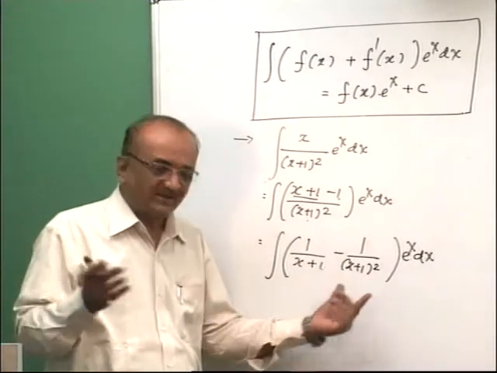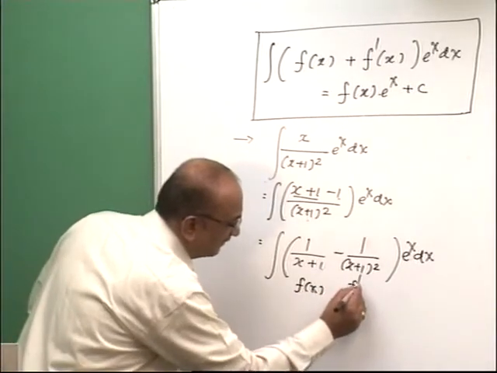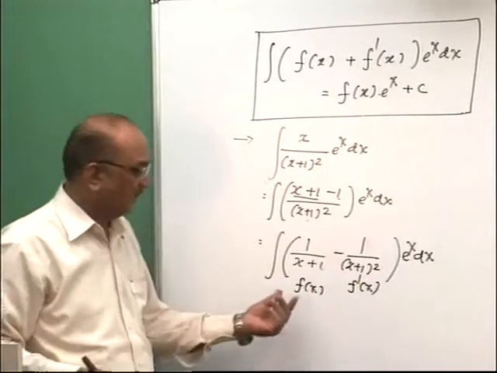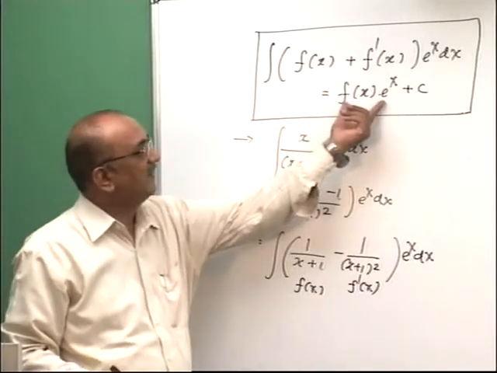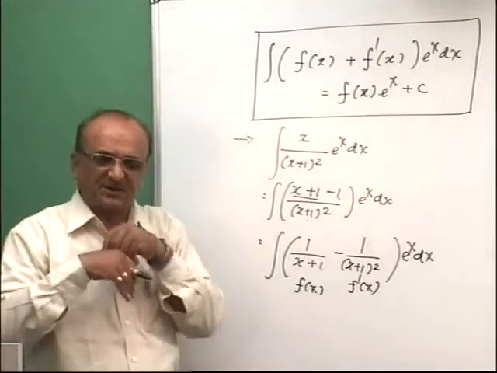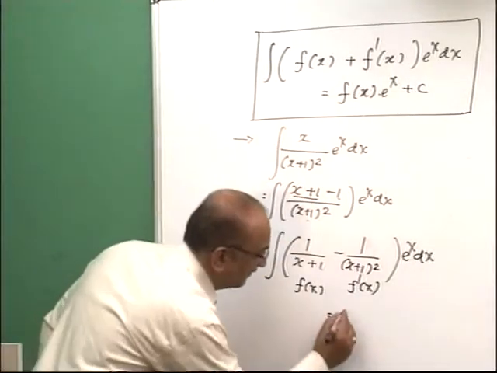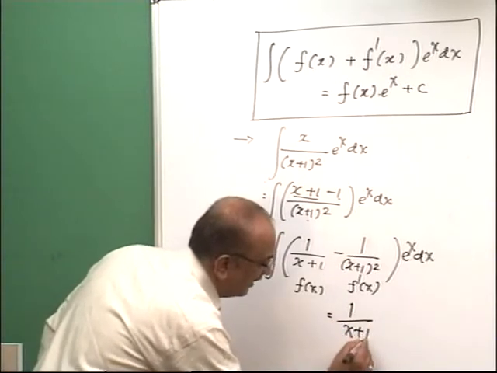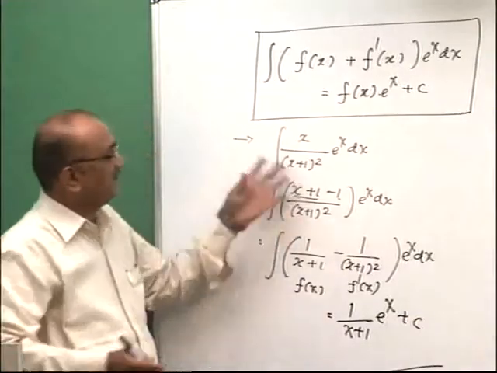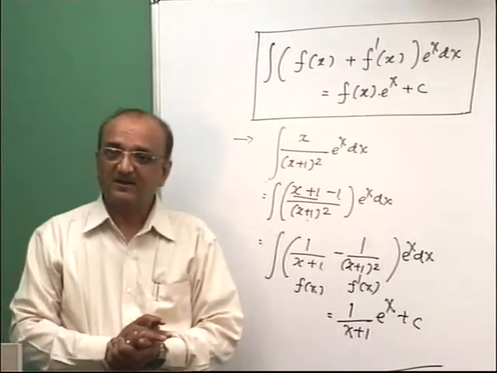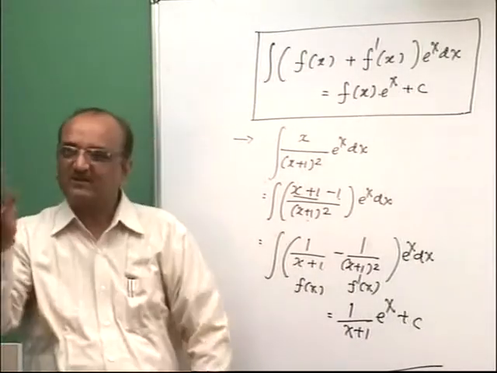So what is the function? f(x) is this. What is this part? Derivative. Function plus f dash x into e raised to x. See what formula is written: function into e raised to x plus c. Straight away you can write, what is the function? 1 upon x plus 1. f(x) into e raised to x plus c. This is how we can solve this example. Function plus derivative into e raised to x is equal to function into e raised to x plus c.